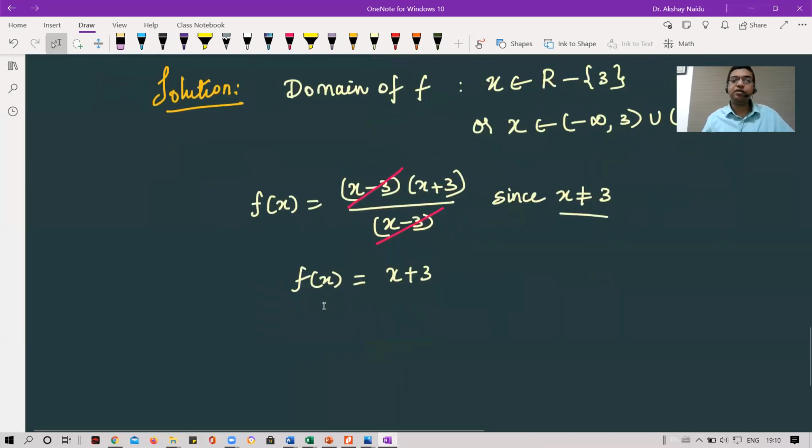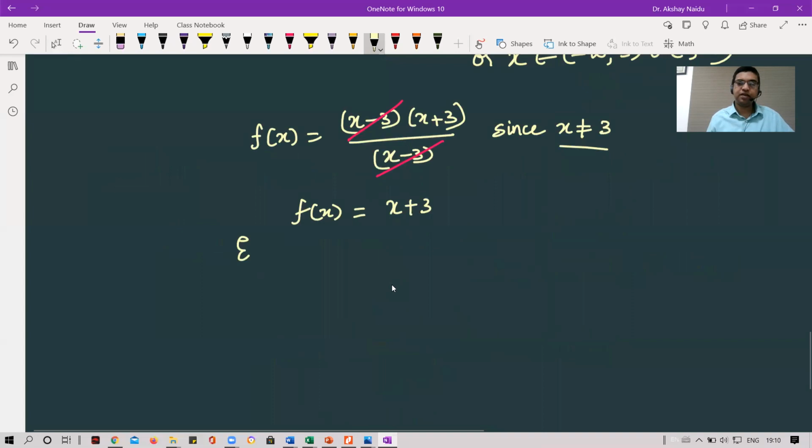Now evaluate the limit at 3 now. So now let us see the left hand limit. Now it is straightforward. Now how will the graph of this function be? This will be interesting. But first you tell me what will be the left hand limit.